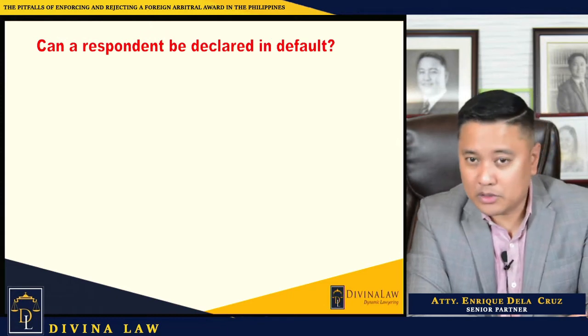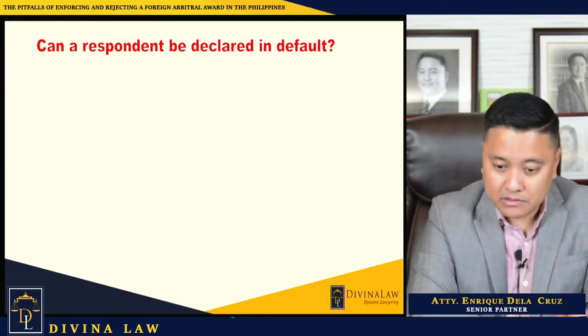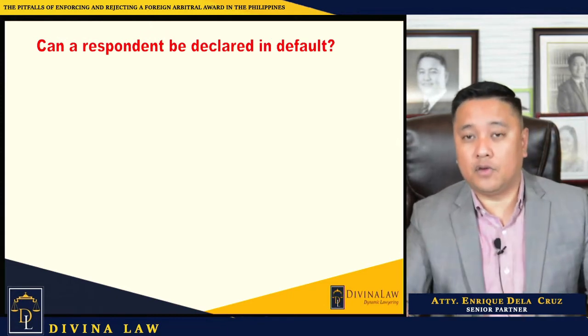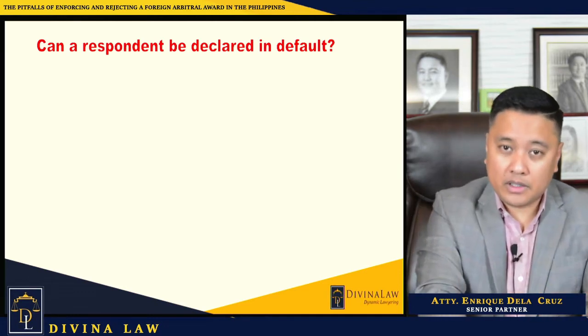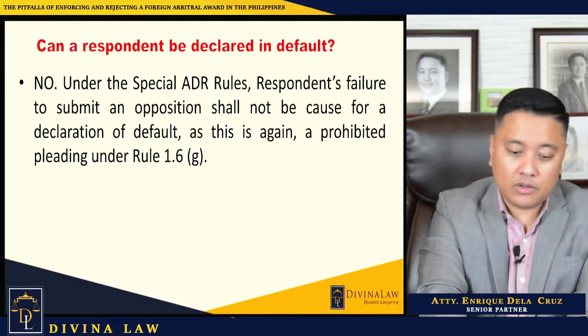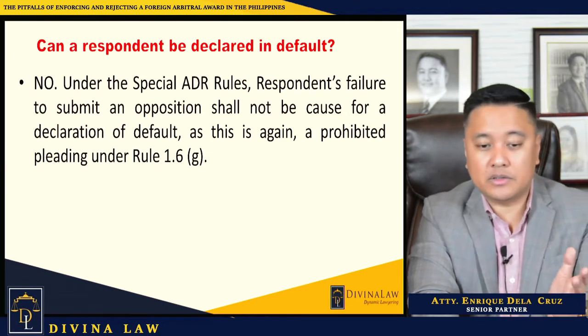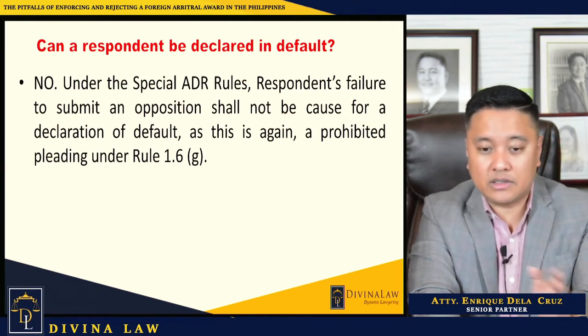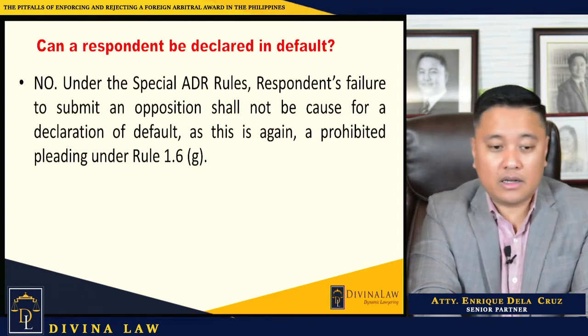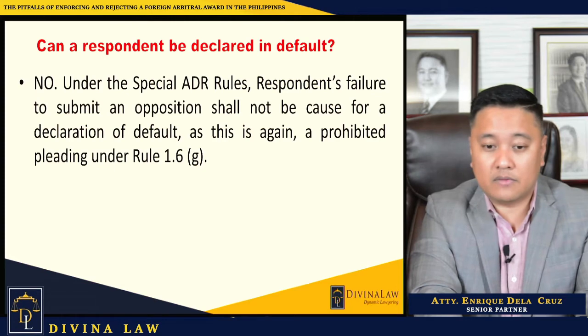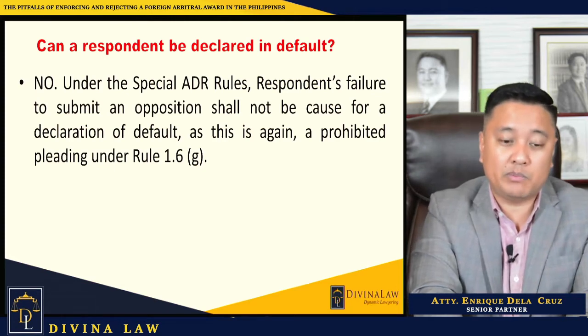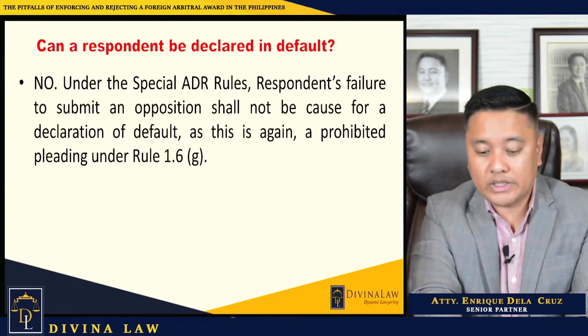If the respondent doesn't answer, can he be declared in default after the 30-day period? Well, the answer is no. Under the special ADR rules, respondent's failure to submit an opposition or answer shall not be a cause for a declaration of default, because a motion to declare defendant in default is also a prohibited pleading under Rule 1.6(g).